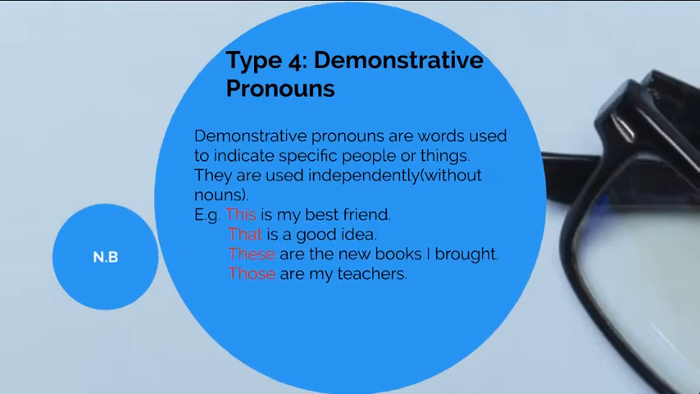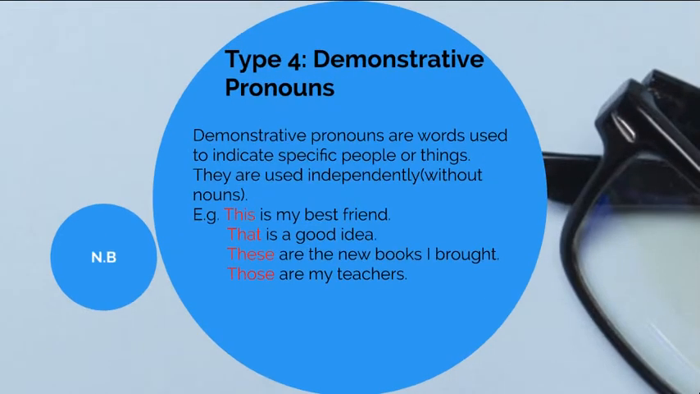Now, the fourth type, which is demonstrative pronouns. Demonstrative pronouns are words used to indicate specific people or things. They are used independently, i.e. without nouns. For example, this is my best friend.